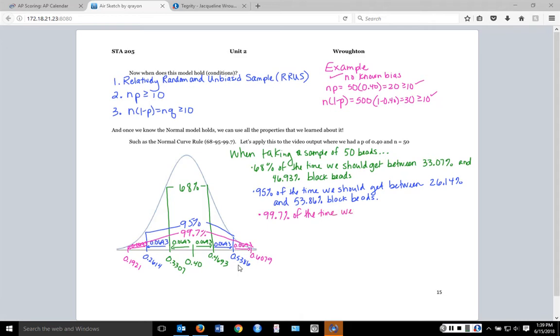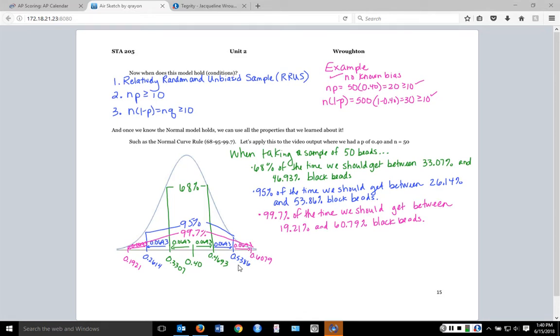we should get between 19.21% and 60.79% black beads. So now I know if I am taking a sample of 50 beads where 40% of all of them are black, most of the time, I mean almost all the time, this 99.7% of the time, I should get somewhere between 19% and about 61% black beads.